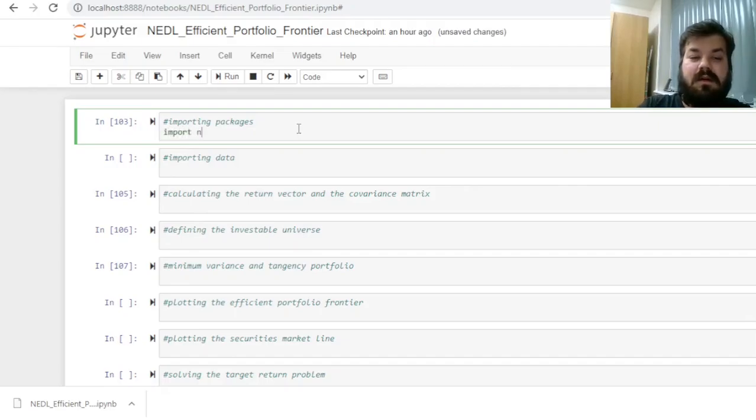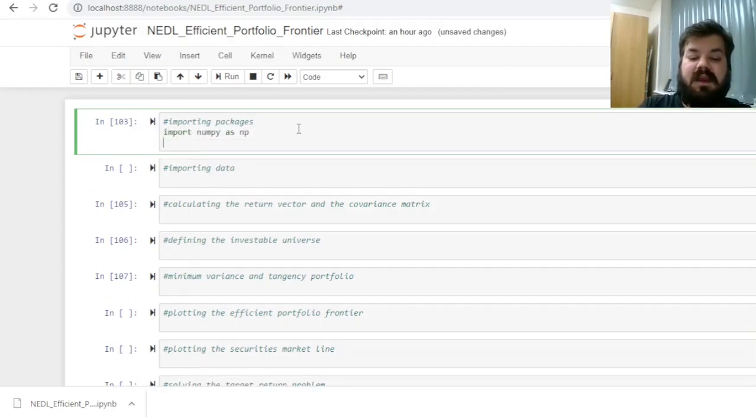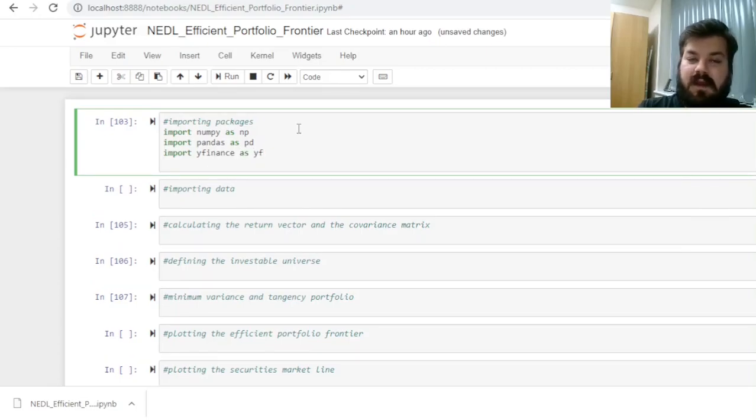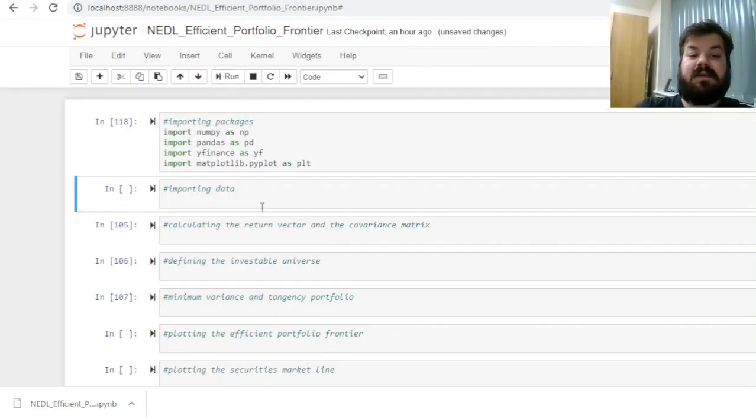Those are NumPy, as NP, for arrays, Pandas, as PD for data frames, yfinance, as YF for real market data, and matplotlib.pyplot as PLT for graphs and visualizations. So we'll run this excerpt of code and download all 4 packages. Now let's import our data.